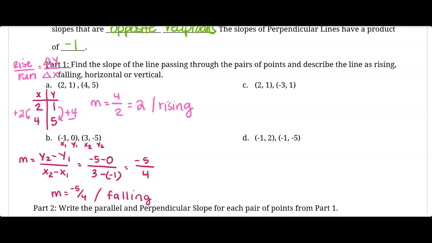When we look at C, 2, 1, -3, 1, looking at my change, 1 to 1 is just adding 0, and 2 to -3 is adding 5, or subtracting 5, sorry. So that slope is going to be 0 over negative 5. Well, if I have nothing and I divide it by negative 5, I'm going to be left with nothing. So this line is what we call a horizontal line, and that's because it doesn't have any change in the slope.